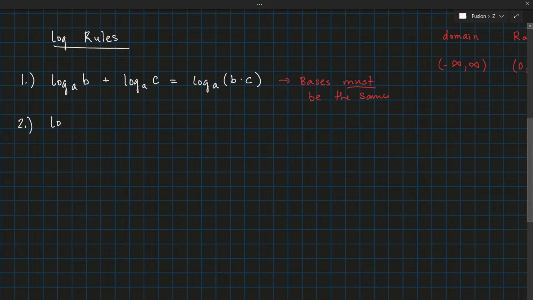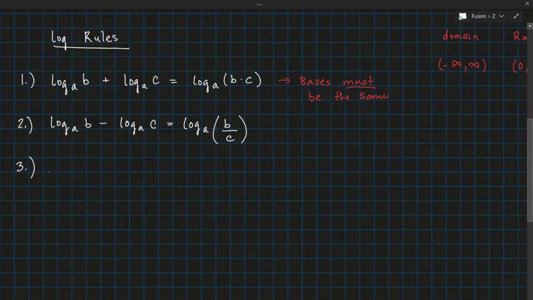Then you will have log base A of B minus log base A of C. What do you think that is? B minus, log A, B minus C. Or B divided by C. Yes, there you go. Good.